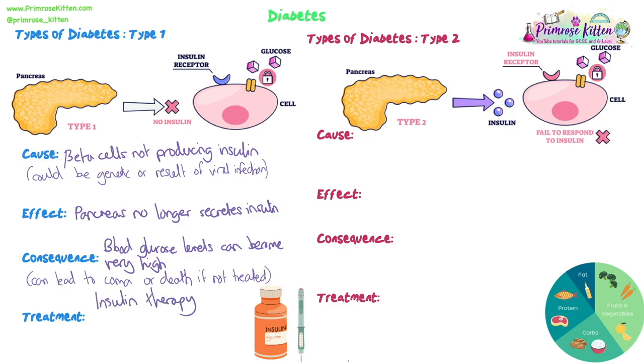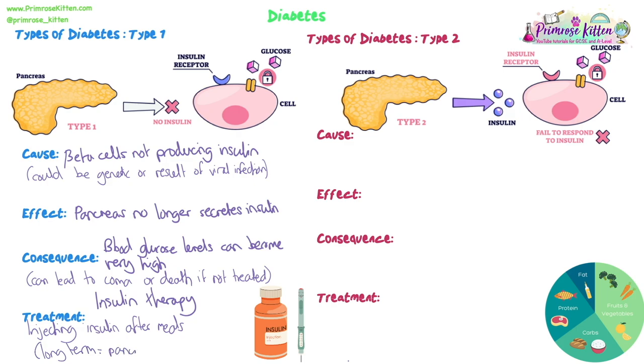The main treatment for type 1 diabetes is insulin therapy, so injecting insulin regularly after meals and throughout the day. Normally they have to check their blood glucose levels with a test and then inject the correct amount of insulin to lower those to the correct level. Too much insulin can obviously cause them to go too low, so we don't want that either, and that can obviously have its own issues, so managing that is quite important.